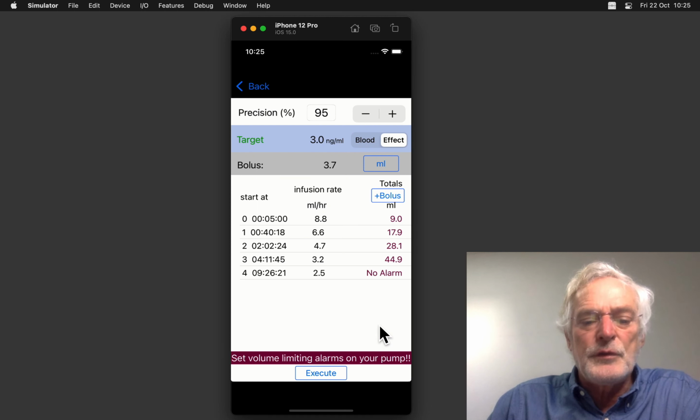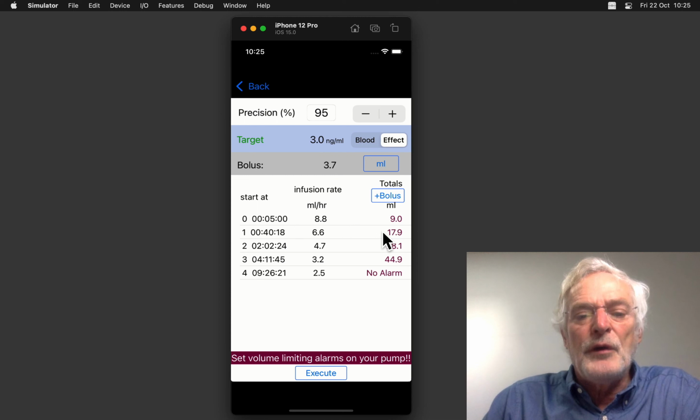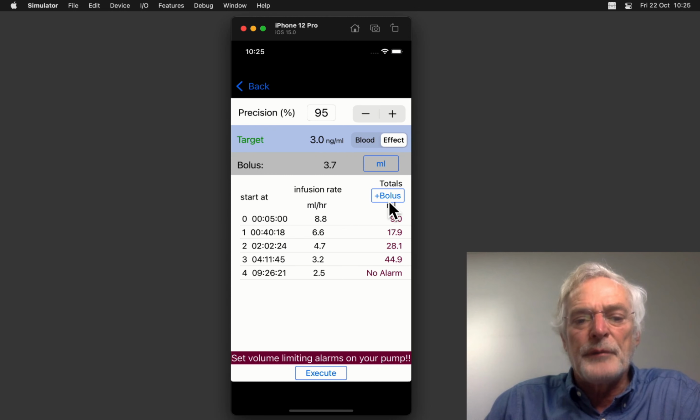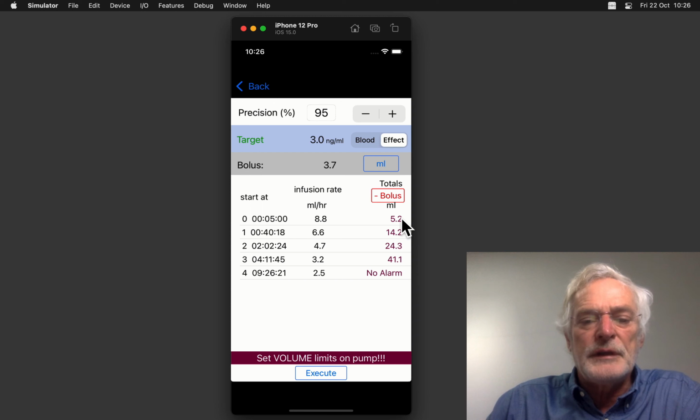Most modern infusion pumps have the possibility to set alarms for achieving a certain amount of drug going into your patient. Now, it just may be possible that I've given the bolus by hand and not by the infusion pump. So I can subtract the bolus, and then I get the proper totals of the periods that the infusion runs.